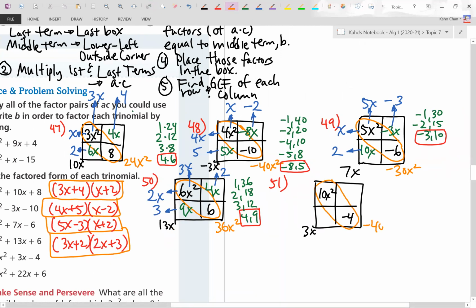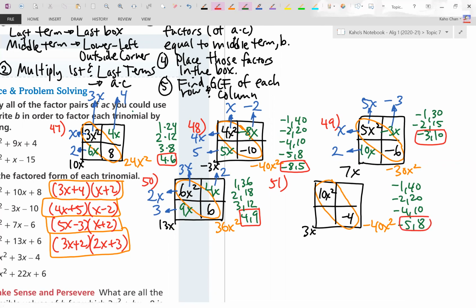I get -40x squared. Oh no, one of them has to be negative, one of them has to be positive. -140, I'm trying to reach 3x by the way. -220, nope. -3 will not go in there, 4 and 10. Close. -5, 8. There it is, yay. -5, 8 goes into the box.